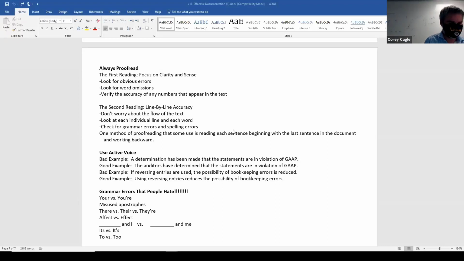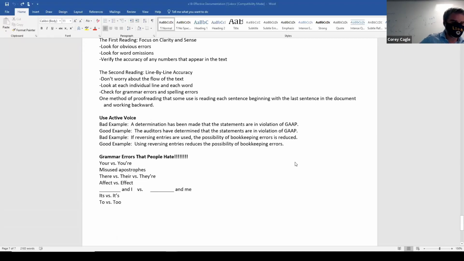It mentioned something about active voice earlier. I think the AICPA or the SEC one mentioned that was a good thing. Here are examples of bad use of that. The opposite of active voice is passive voice. So a bad example would be: a determination has been made that the statements are in violation of GAAP. That's a bad way of saying that. Better is: the auditors have determined that the statements are in violation. Another bad example: if reversing entries are used, the possibility of bookkeeping errors is reduced. A better example is more direct: using reversing entries reduces the possibility of bookkeeping errors. That's what they mean by use active voice.